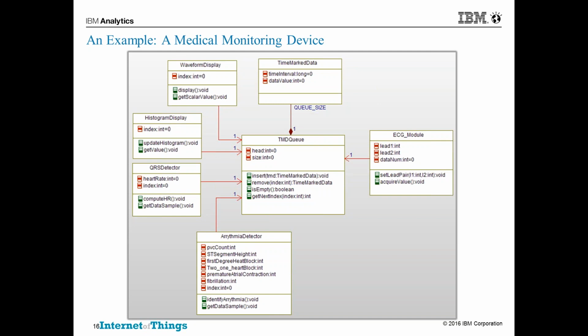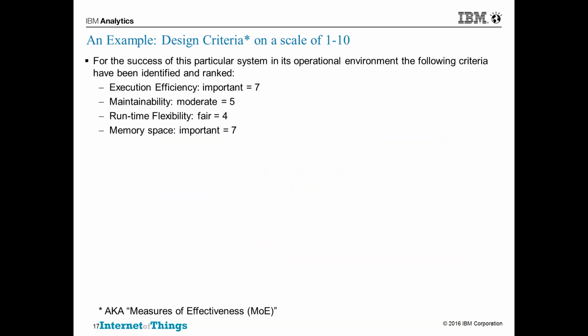And you've got a number of clients. A waveform display pulls that data out to scale and display it. Histogram pulls it out to summarize it. QRS detector looks for interesting events in the waveform stream that indicate the heartbeats. And the arrhythmia detector looks for things like elevated ST segment heights and premature atrial contractions and other kinds of abnormalities in the heartbeat. So all these clients. And so we want to use some set of criteria. In this case, we're using the same set of criteria: execution efficiency, maintainability, flexibility, and memory usage.